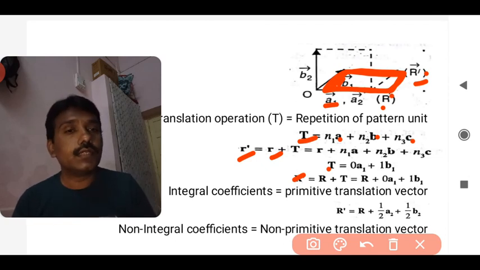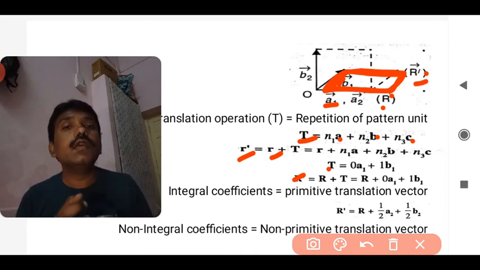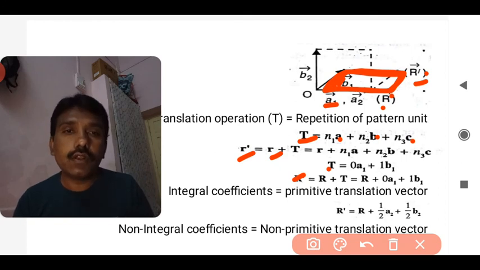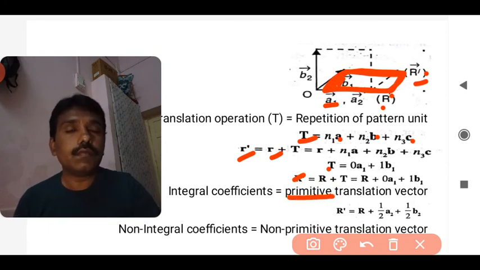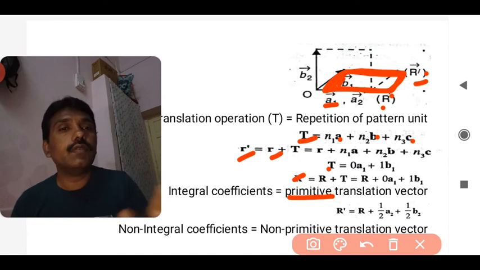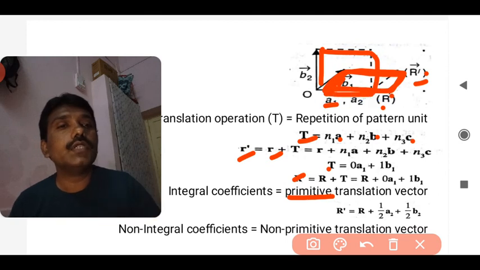Now in this case, wherever such a translation vector is formed with integral coefficients, it is called a primitive translation vector. And with this, as another example, now I am looking at another transformation; the second transformation is this one.